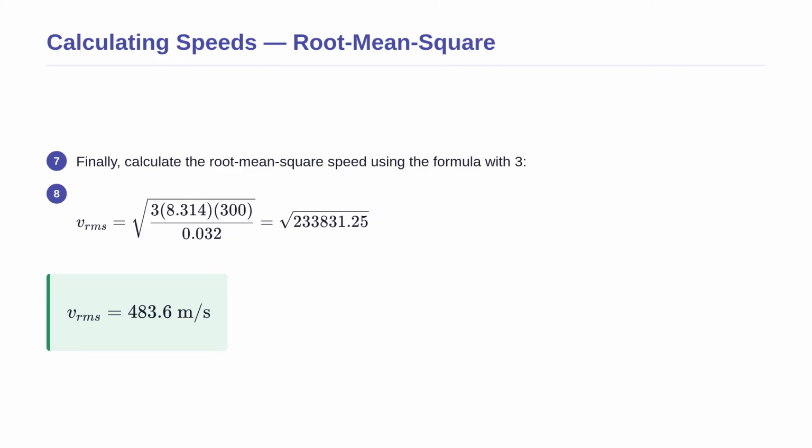Finally, we calculate the root mean square speed for our oxygen gas. We use the formula with the number 3 in the numerator. The value inside the square root becomes 2,33,831. Taking the square root gives our final answer of 483.6 meters per second. This confirms our rule perfectly. The root mean square speed is indeed the highest of the three. These calculations show exactly how fast the oxygen molecules you are breathing right now are moving around the room.